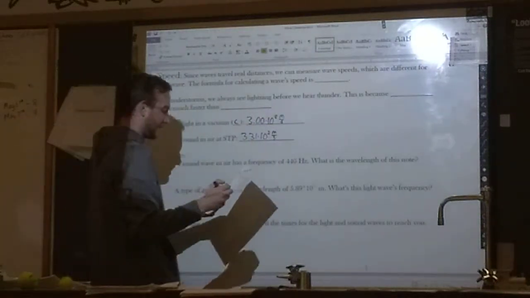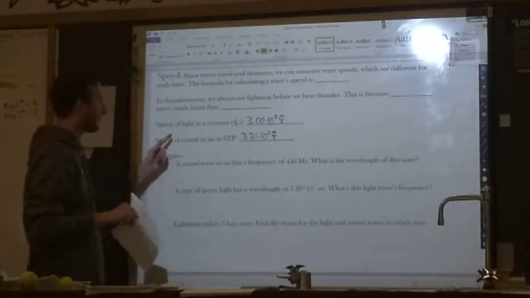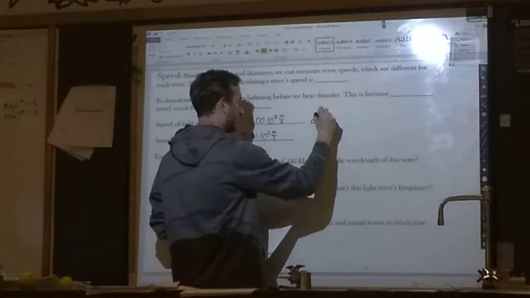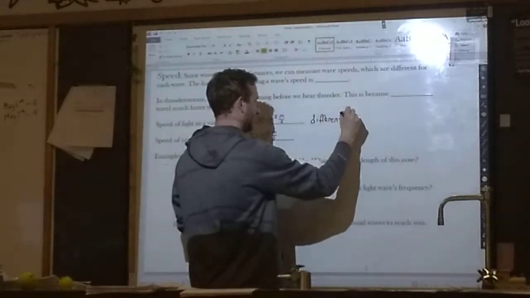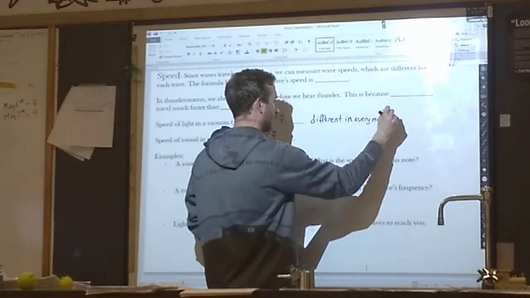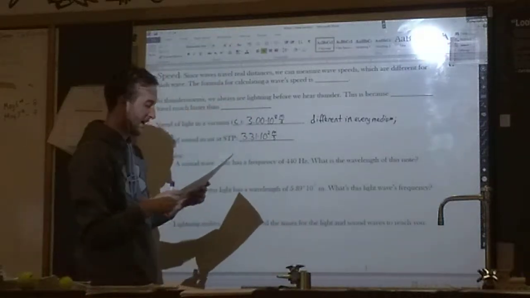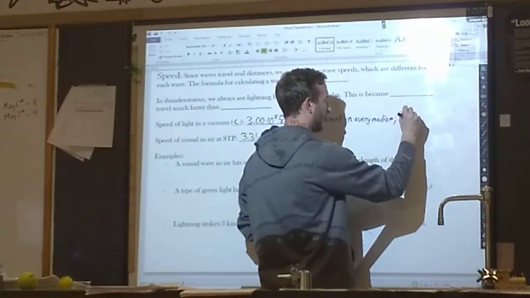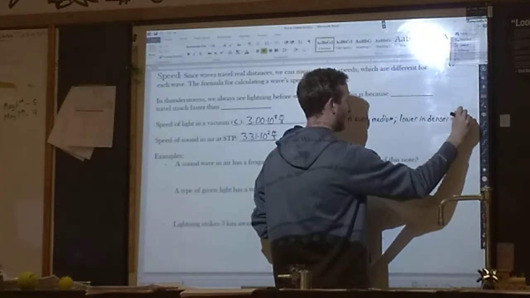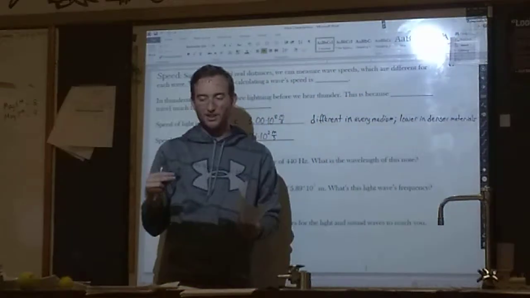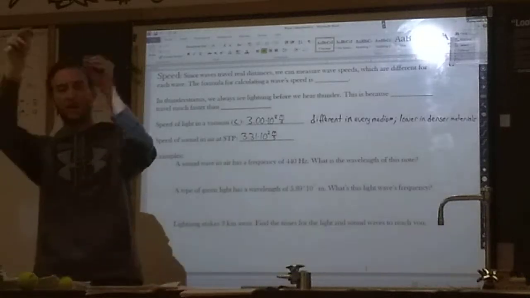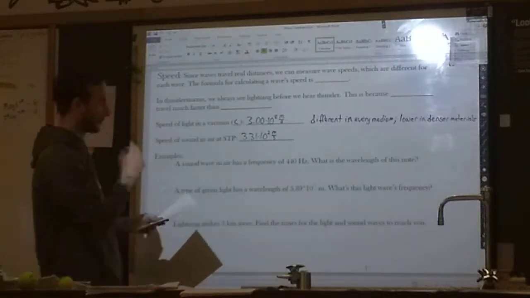We're going to write a couple of extra things next to that. These can change. There's a reason it says in a vacuum and in air at STP. Speed of light is different in every medium. Any different material, light will travel at a different speed. Okay, we won't get into why just yet, but the speed is typically lower in denser materials. You can think of it, I guess I will get into it. You can think of it as, if there's more materials, there's more things in the way of the light, and the light has to kind of bounce around off all those things. And it ends up going, in general, slower.